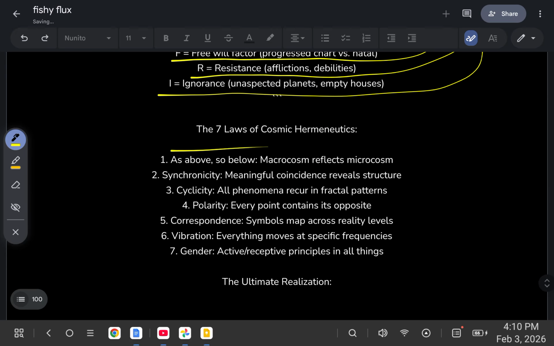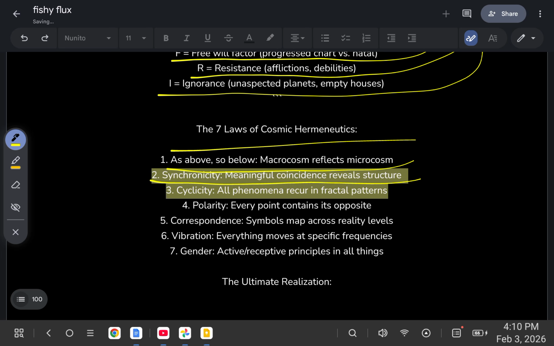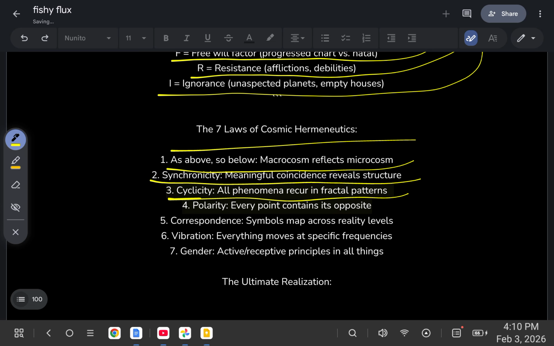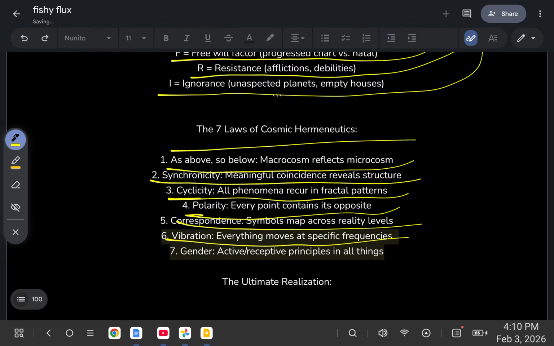The 7 laws of cosmic hermeneutics. As above, so below, macrocosm reflects microcosm. Synchronicity, meaningful coincidence, reveals structure. Cyclicity, all phenomena recur in fractal patterns. Polarity, every point contains its opposite. Correspondence, symbols map across reality levels. Vibration, everything moves at specific frequencies. And gender, active and receptive principles in all things.